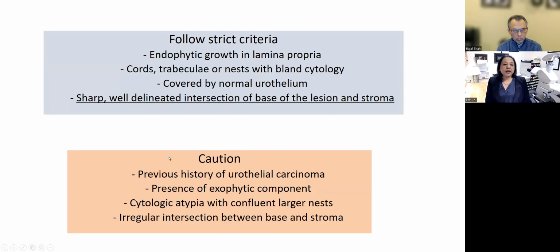So in order to confidently make a diagnosis of inverted urothelial papilloma, you have to follow strict criteria. One of the things that I did not have an example to really illustrate is that a well-oriented and well-cut lesion will show a sharp delineation of the inverted growth from its base. So that is one of the giveaway, important criteria that you can use.